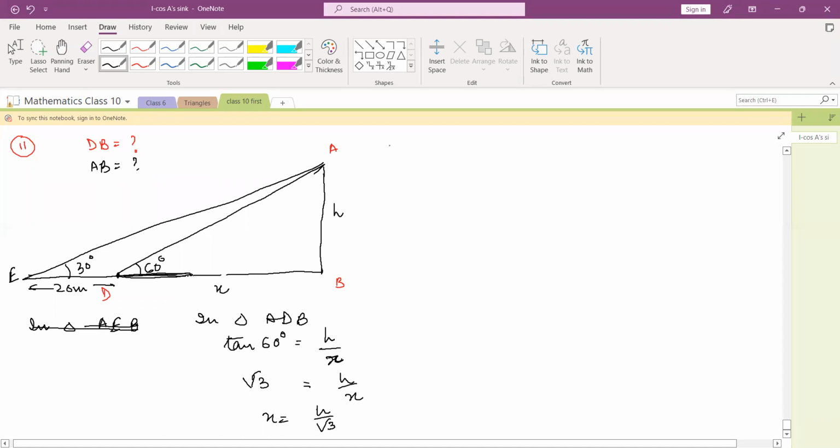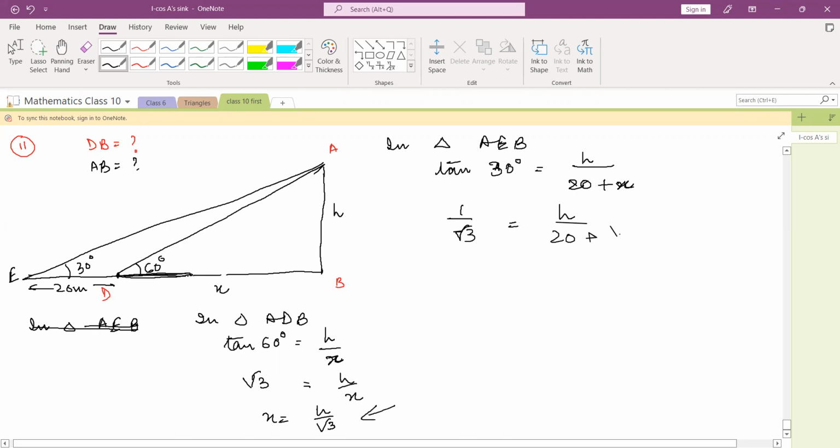Now you come to this bigger triangle. So in triangle AEB, again use tan. So tan of 30 degrees is equal to perpendicular, that means h, and base will now become 20 plus x. Clear? Yes. Okay, so tan 30 is 1 upon root 3. This is h upon 20 plus x. Now you put the value of x from here. So this is again h upon root 3, right?